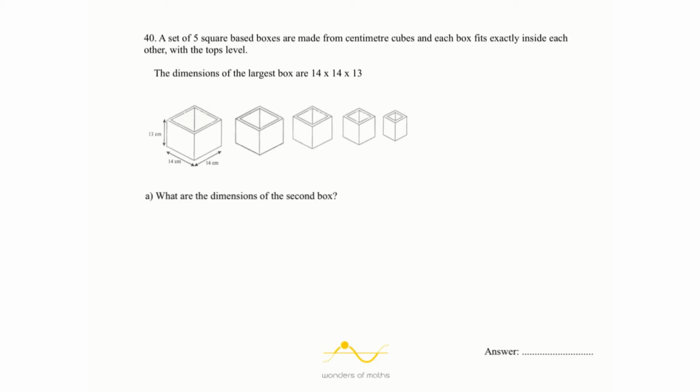We know that each centimeter cube is 1 centimeter thick. Therefore, the height of the next box will be 1 centimeter less than the previous. So, 13 minus 1 is 12. So we know that the height of the next box is going to be 12 centimeters. The base, however, will be 2 centimeters less than the previous, because there's 1 centimeter on either side. Therefore, the base is 14 minus 2, which is 12. So, the dimensions of our next box are 12 by 12 by 12.